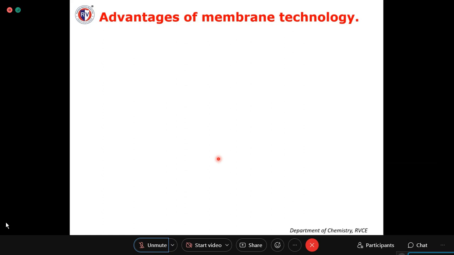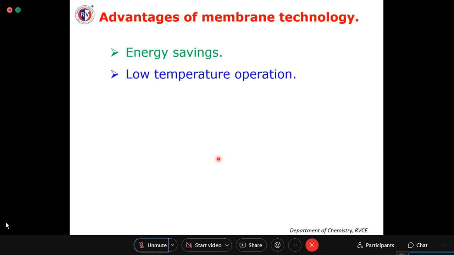Okay. Now, what are the advantages of this membrane technology? Energy saving, what I told. There will not be any energy you are going to invest here, right? Like distillation. In distillation, you have to supply energy, heat energy. Okay. So you can save energy here, and low temperature operation. You are not going to heat anything here. At room temperature only you can filter. Okay. And recovery of water will be very high.